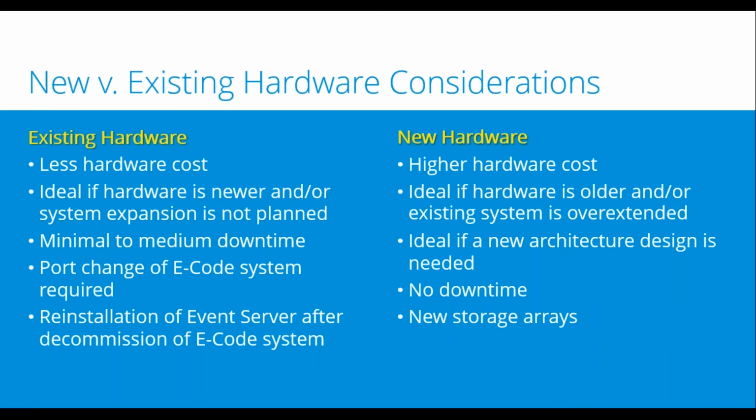And it is pros and cons of each, but you can use the existing hardware simply by changing the port of the E-code system. Typically, this is changed from port 80 to 81, and then install C-code on the same system. And then again, just a mention of the event server having to be reinstalled if you are doing this all in one box.